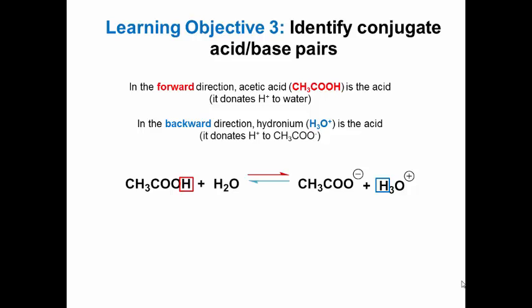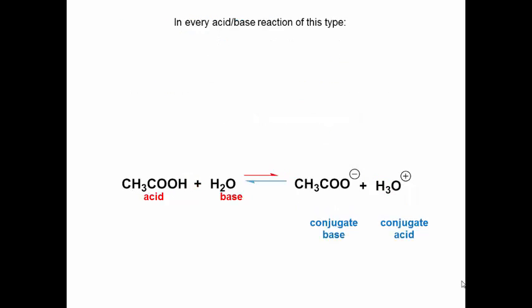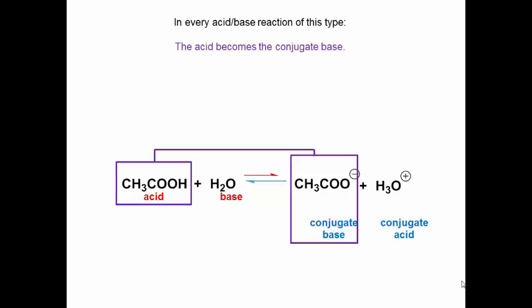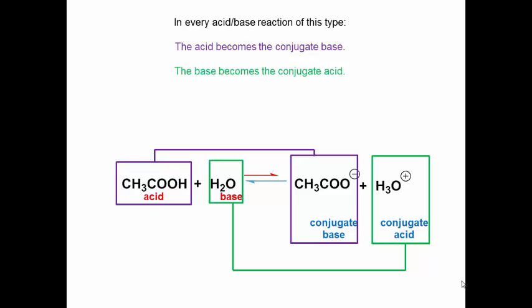So you can see two different species acting as acids, and we want to designate them in a very clear way. In the forward direction, we have acetic acid as the acid and water as the base. But in the backward direction, we consider H3O+ the conjugate acid, and CH3COO- the conjugate base. That's a designation that we make, and then we can label each member of the acid-base reaction. So in every acid-base reaction of this type, or ionization of this type, the acid becomes the conjugate base, and the base becomes the conjugate acid. That's how you can keep track of these designations.